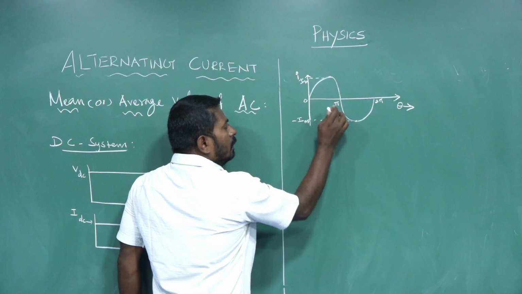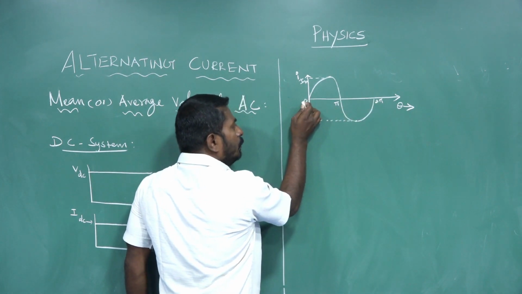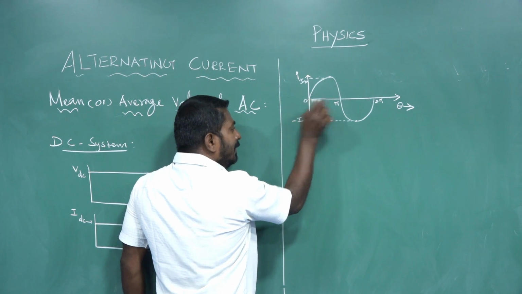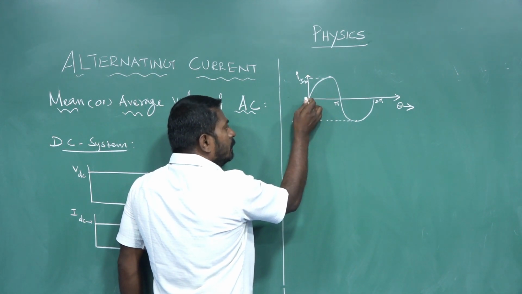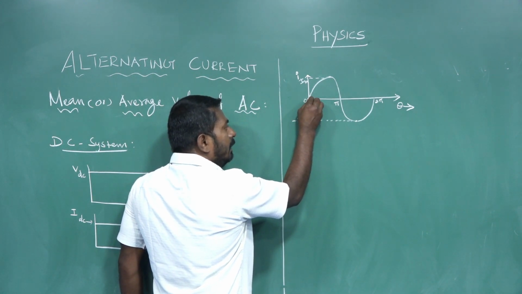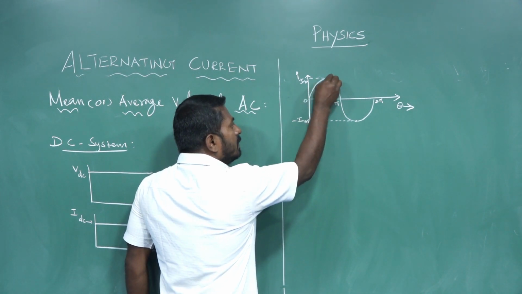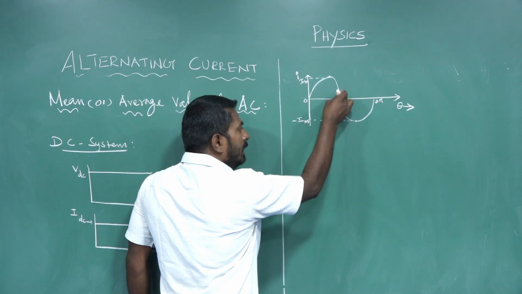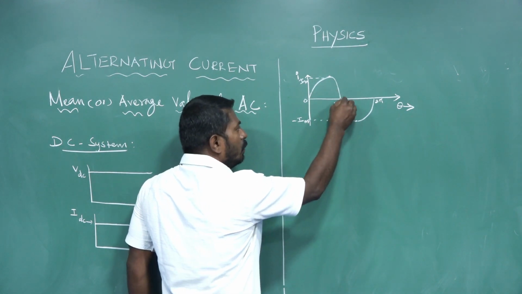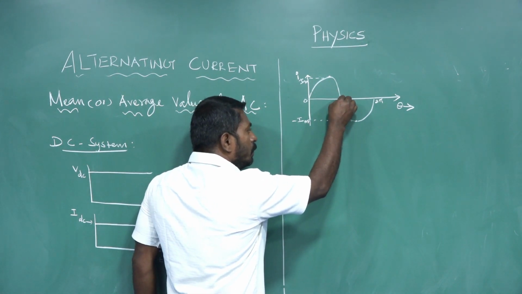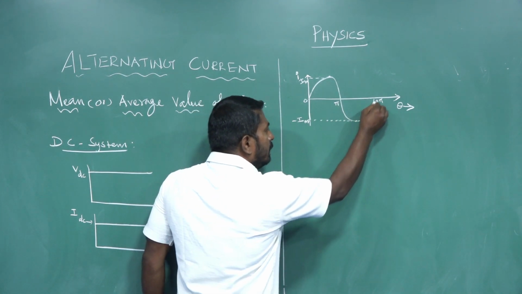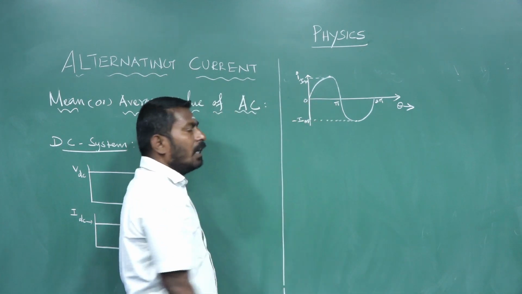As the theta value increases from 0 to 2 pi, at that instant theta is 0, the alternating current is 0. It increases to a maximum value, then decreases to 0, and then the polarity of the alternating current changes through the closed circuit. So from 0 it increases to a negative maximum value of alternating current, then decreases to 0. This is one complete cycle of alternating current.